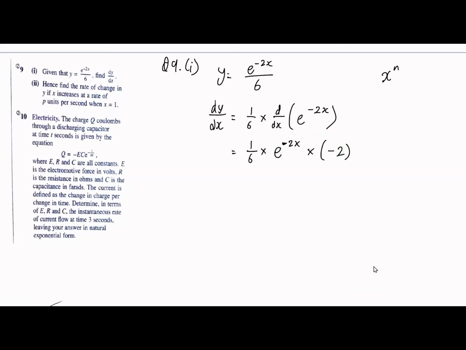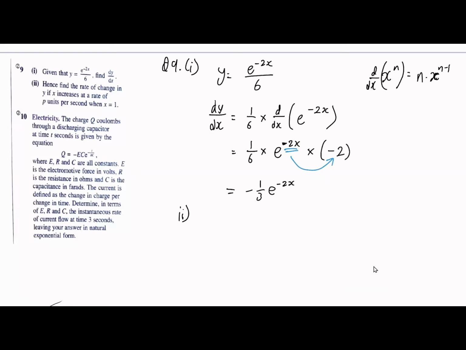Say, differentiate the inside. This is the chain rule. This is an inside function, this is an outer function. Outer function, e power something, differentiates to exactly the same. Then the inner function you differentiate again by chain rule. You get -2. Can simplify -2/6 to become -1/3 e power -2x. Okay, that's part one. Let's move on to part two.